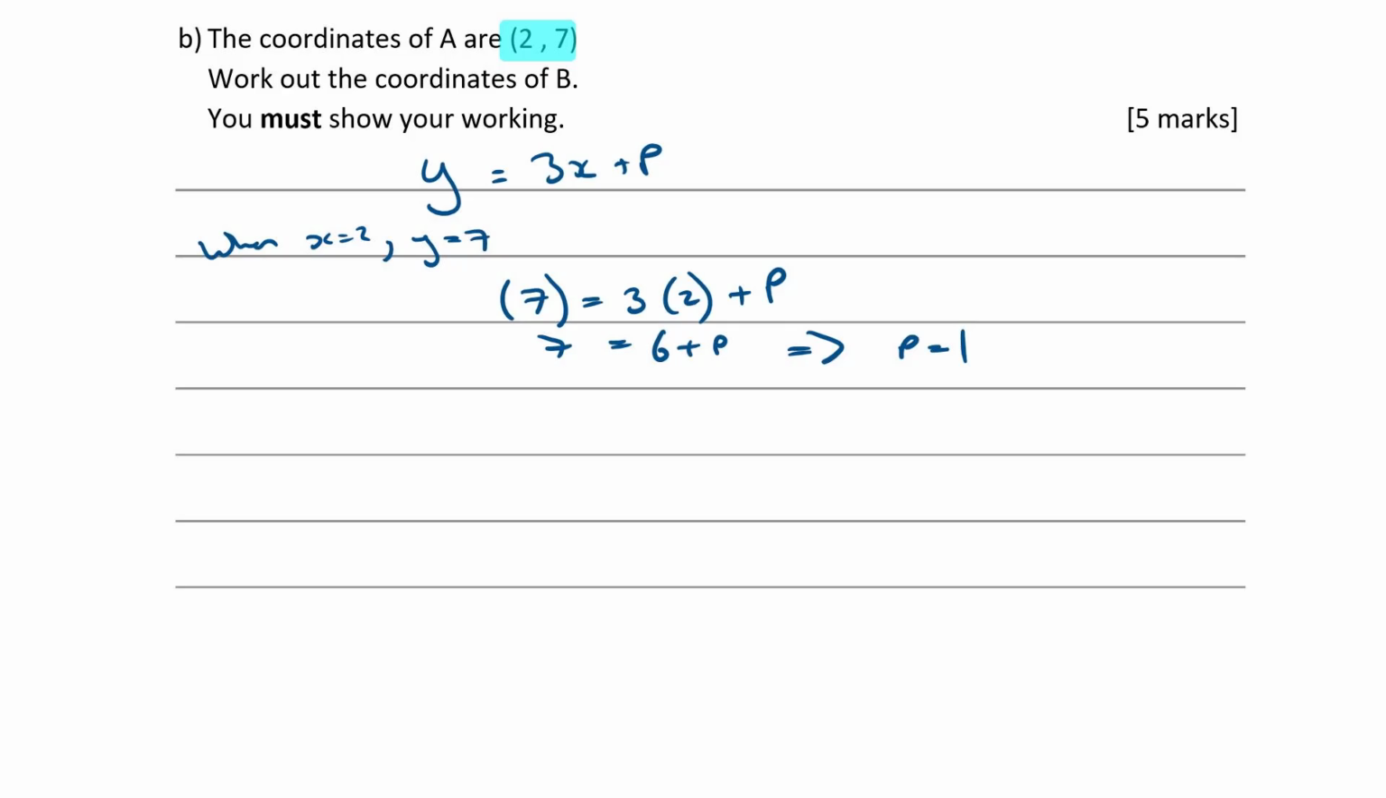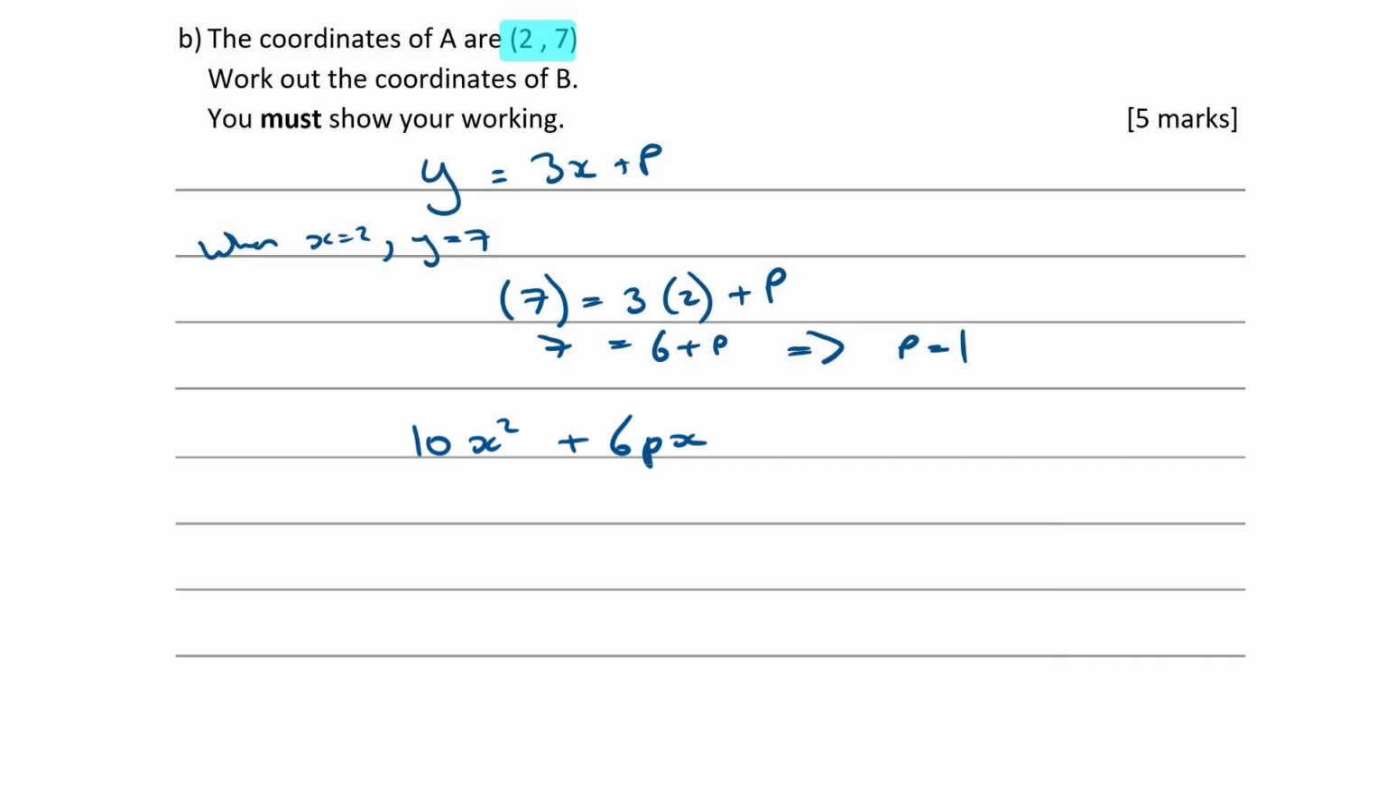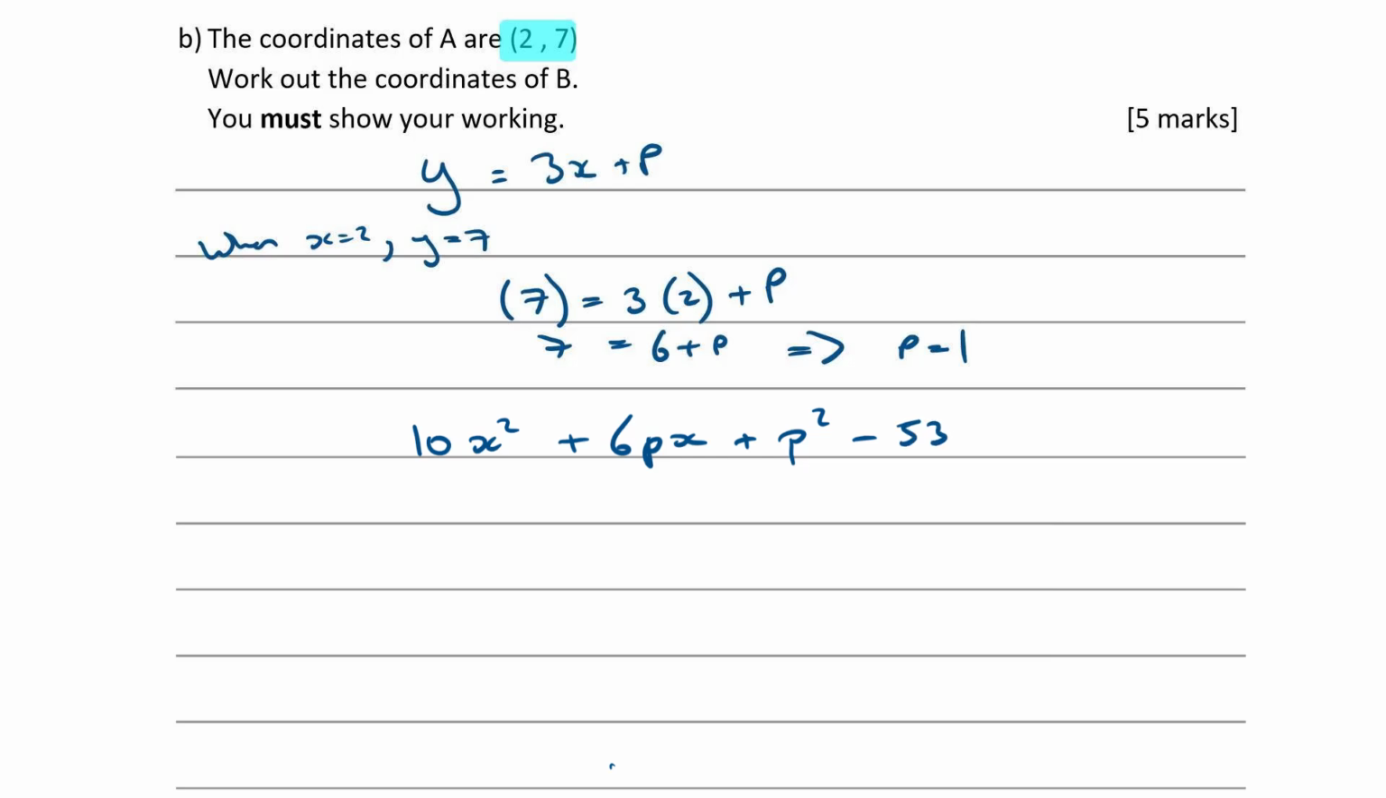So what was it again? Right. So I've got 10x squared plus 6px plus p squared minus 53 is equal to 0. See how much of that I can remember. 10x squared plus, I've forgotten it already, 6px plus p squared minus 53, wasn't it? Minus 53 is equal to 0.